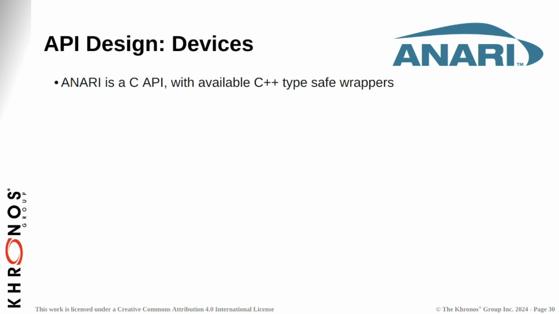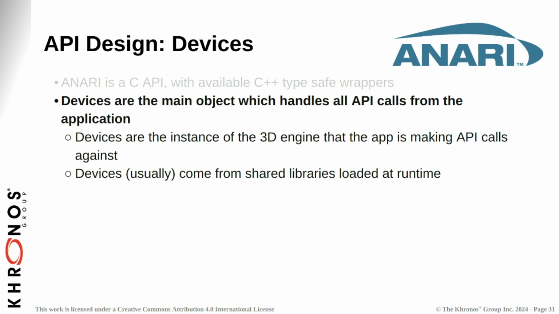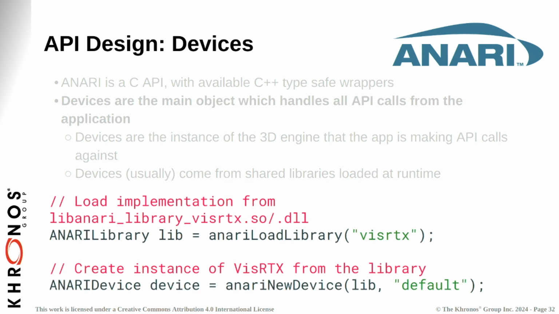Okay, so a breeze through the API for how it might look. It's a C API. There's C++ type wrappers. That excites me. If it doesn't excite you, that's okay. The devices are what we call the instance of the rendering engine you're talking to. So this is the core thing, the unit that your application is talking to. And it usually can come from a shared library, but like I said, it doesn't have to. And so we're talking about 2 lines to get your hands on one of these devices.